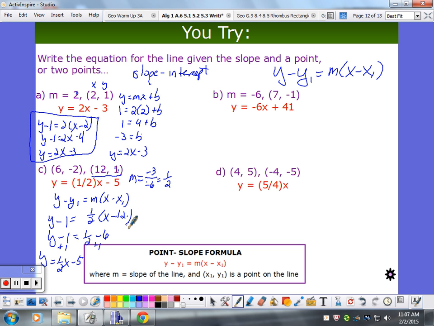You wrote y minus 1 equals 2 times x minus 2, but how do you get to the next step? I distributed 2 times x, 2 times negative 2, and then here I added 1. Yeah? So we're good? Any other questions?